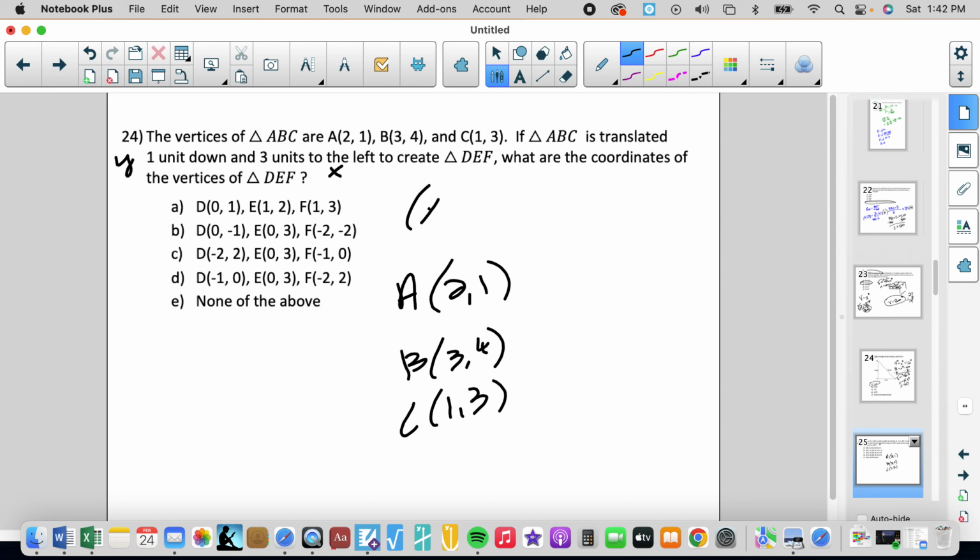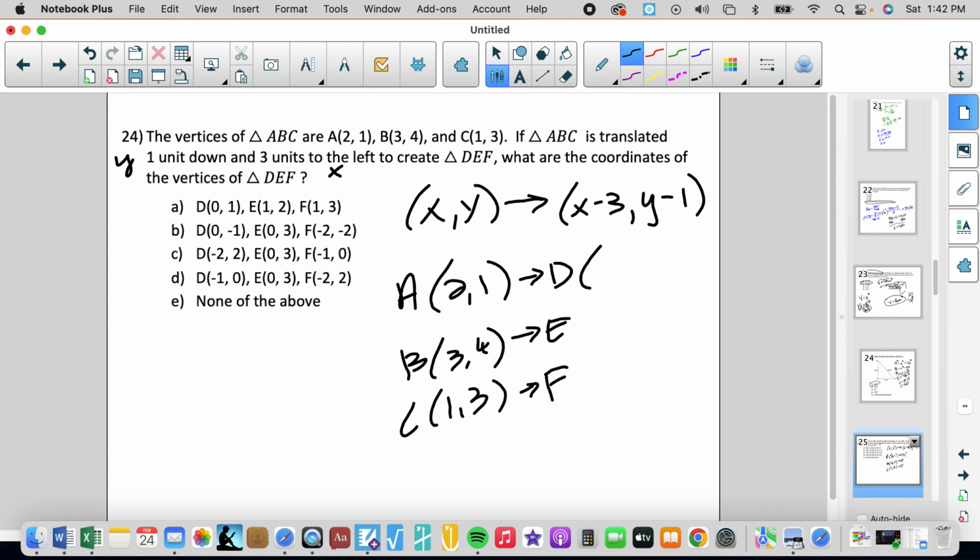The translation is going to be (x, y), and it translates 3 units to the left on the x, which would be x minus 3, 1 unit down, which is minus 1 on the y-axis. So let's translate those to D, E, and F. So 2 minus 3 is negative 1, 1 minus 1 is 0, 3 minus 3 is 0, 4 minus 1 is 3, and 1 minus 3 is negative 2, 3 minus 1 is 2.